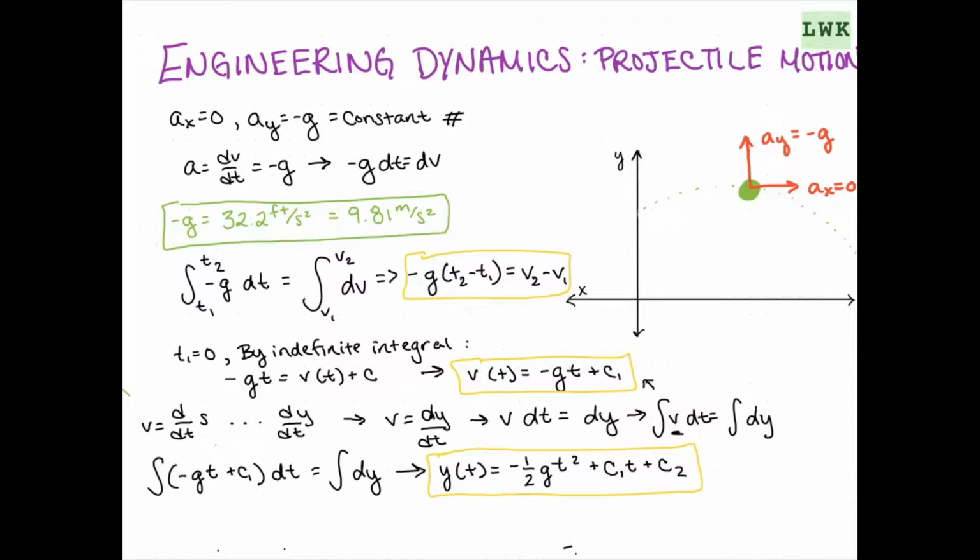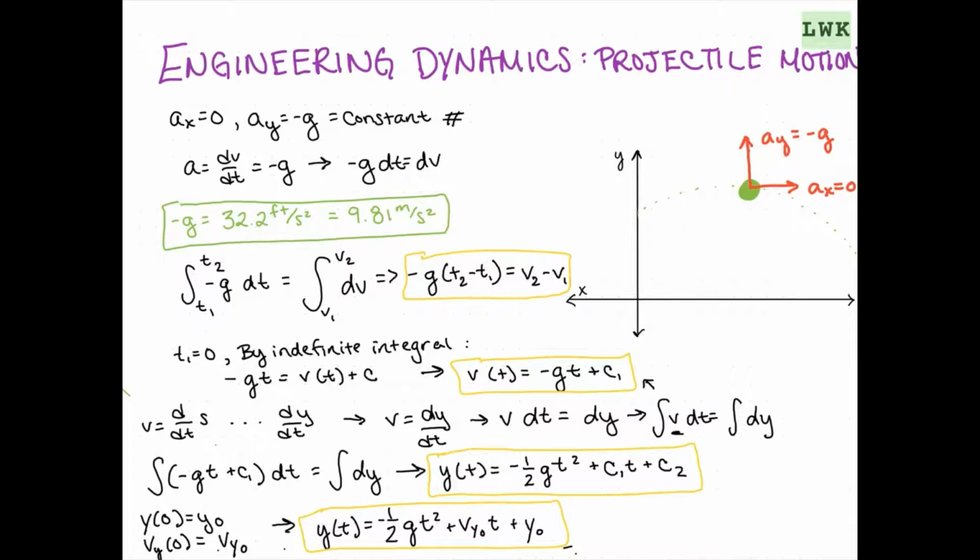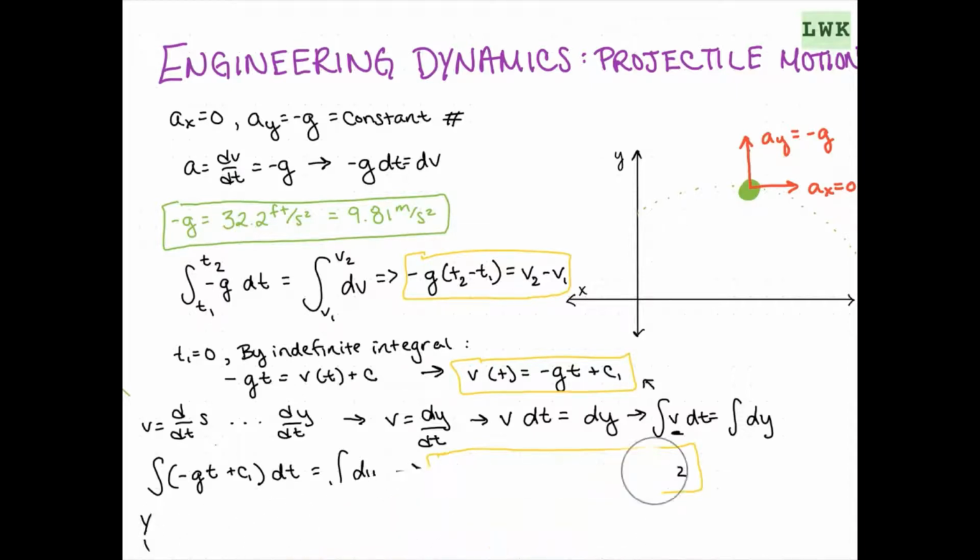And these constants are going to be evaluated from the initial conditions. So when the time equals 0, y equals y0, so we're going to write y subscript 0. And our velocity in the y direction at time 0 is going to be vy subscript 0. So those are just our initial conditions. So we can even write that as y of t equals -1/2 gt squared plus vy0 t plus y0. So that is our final equation for y of t that we are going to have.